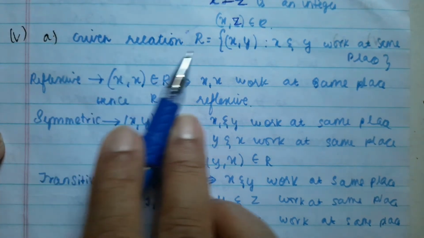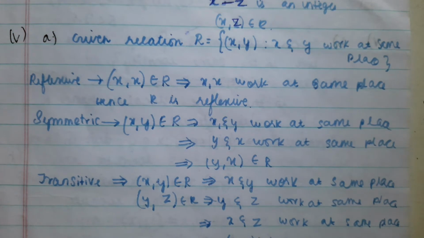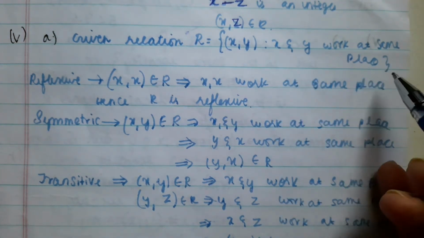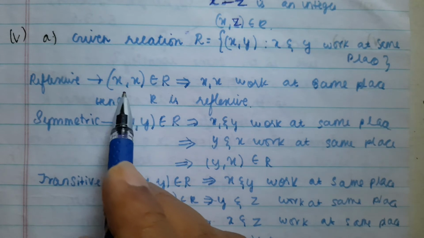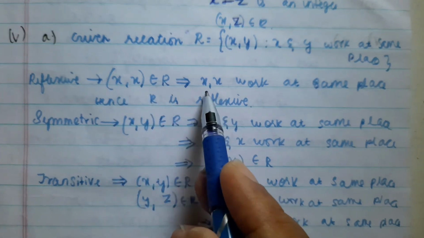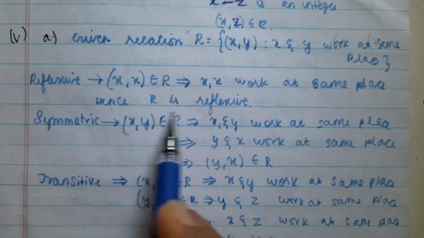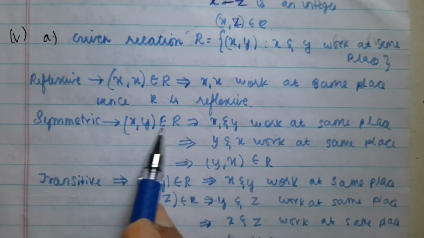Next, question number 5. Given relation R equal to (x, y), x and y work at the same place. Now reflexive. We are checking the reflexive condition. (x, x) belongs to R. So x works at the same place. Hence R is reflexive.